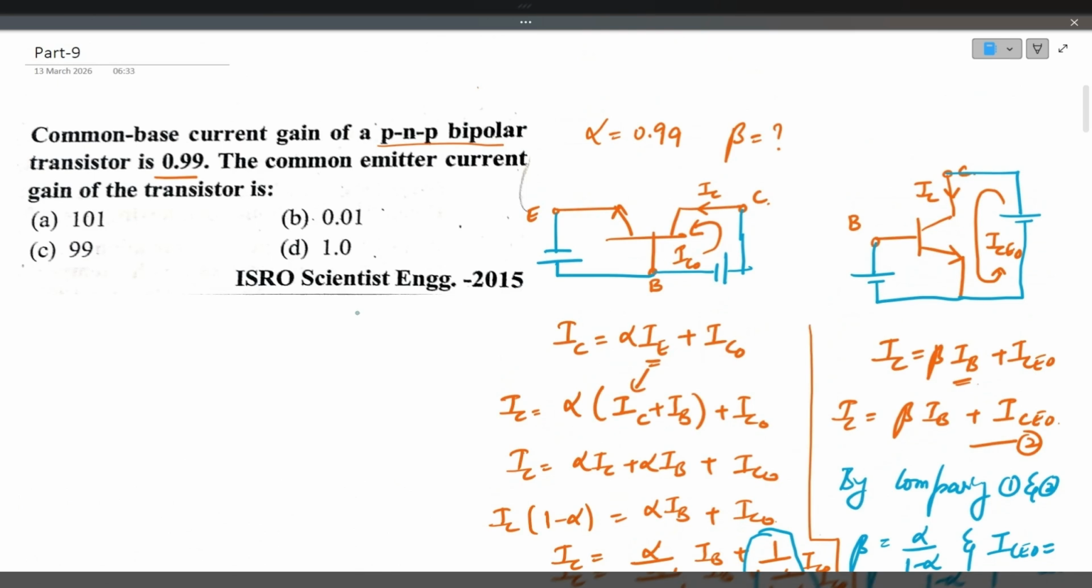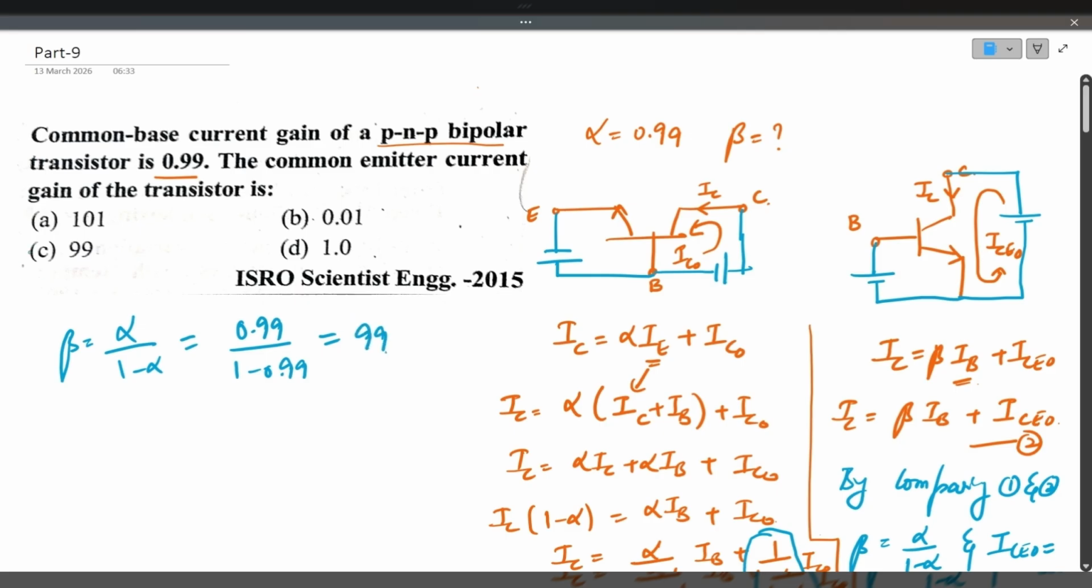If you follow this relation, beta is equal to alpha divided by 1 minus alpha. Substitute the values: 0.99 divided by 1 minus 0.99. So the beta value will be approximately 99. So the answer is option C.